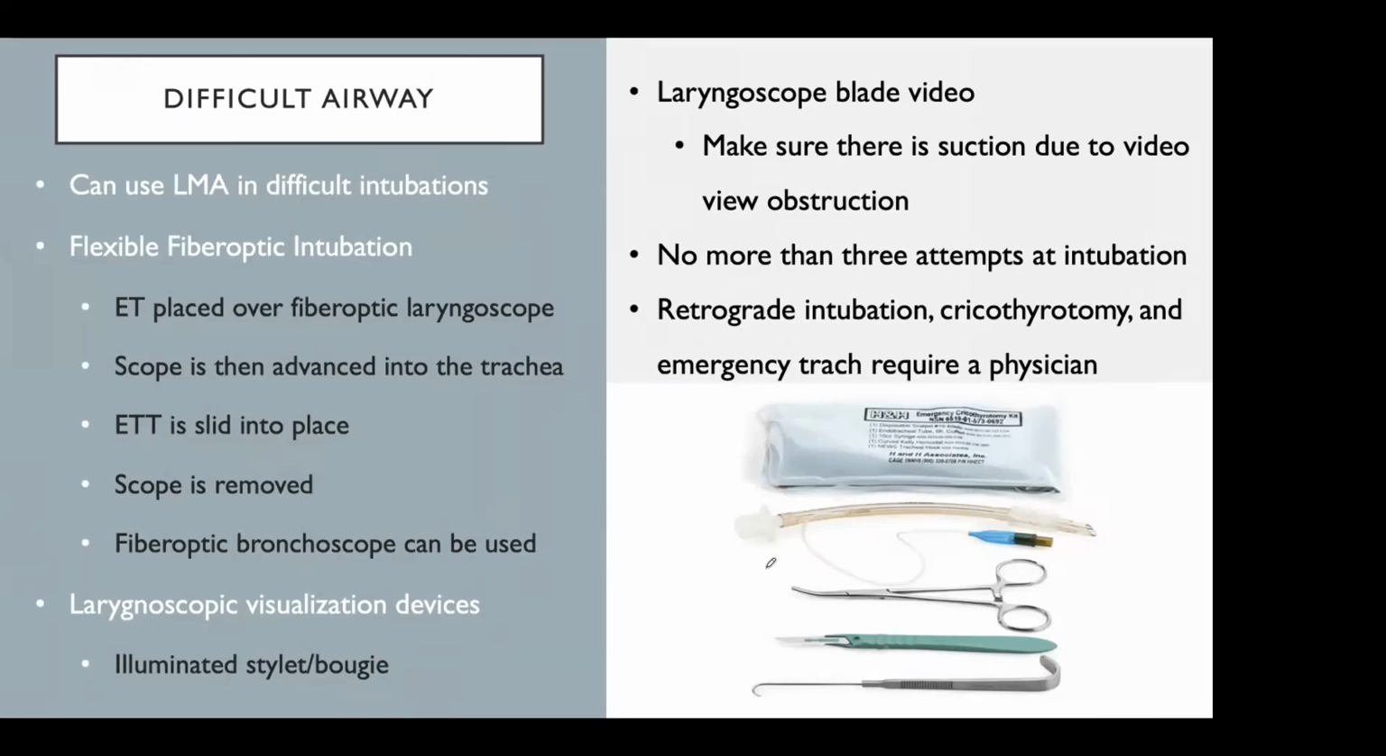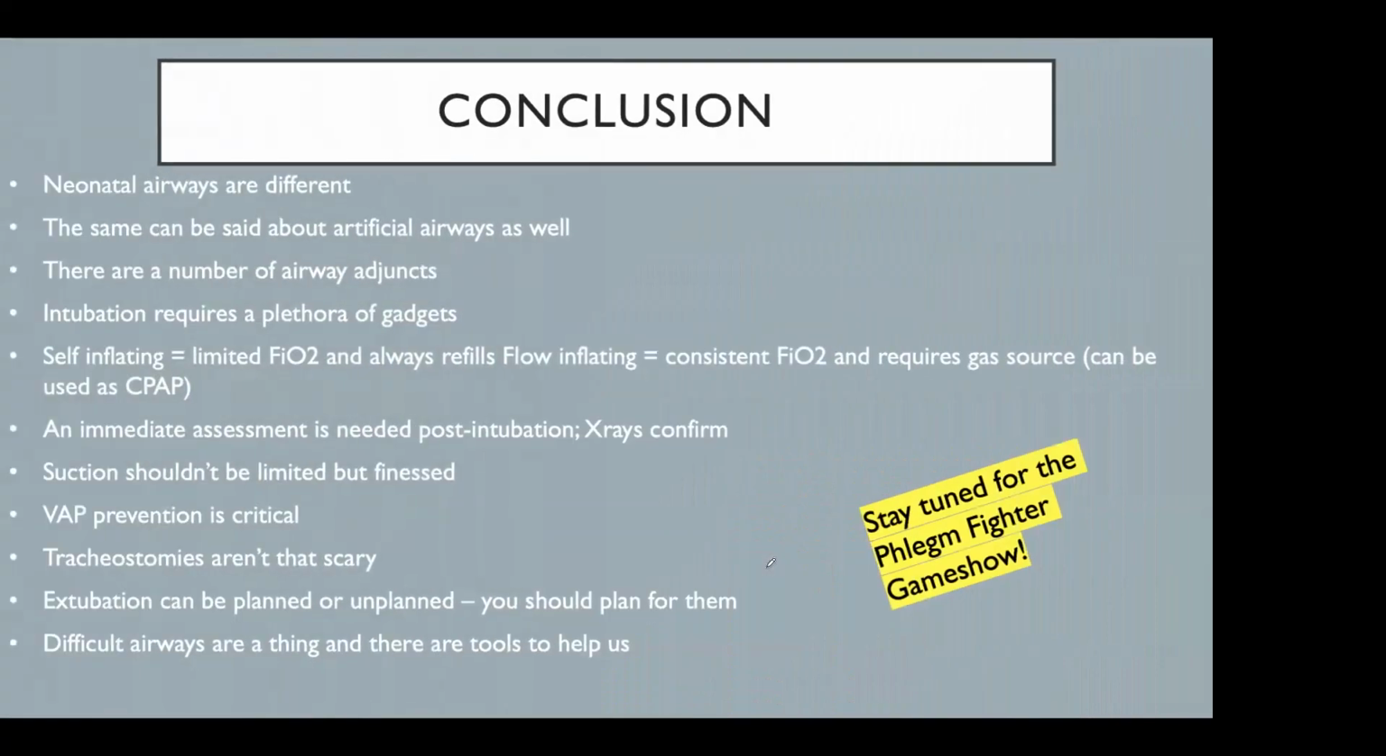Those are eventful situations. Biggest thing right there is because you're not going to be doing the cric, be ready to assist the physician via the laryngoscope blade or any other type of tool that they may need. Look at this as no more than 3 attempts at intubation. They try to start thinking, all right, I think I'm going to have to cric this patient. Retrograde intubation, cricothyroidotomy, and emergency trach require a physician. Just be ready. It's all kind of the same tools you've been accustomed to, besides the scalpel and those little clamps down there, but physicians should know about that.